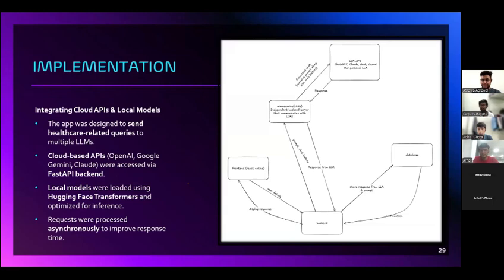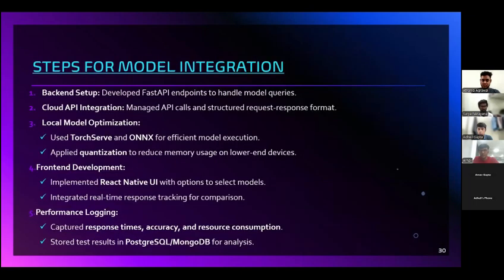So our app is built to allow users to query multiple LLMs for healthcare assistance. We integrated both cloud APIs like OpenAI, Gemini, and Claude via a FastAPI backend, and local models using Hugging Face Transformers. To optimize performance, requests were handled asynchronously, which significantly improved response times, especially when querying multiple models at once.